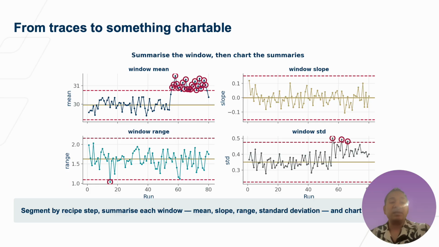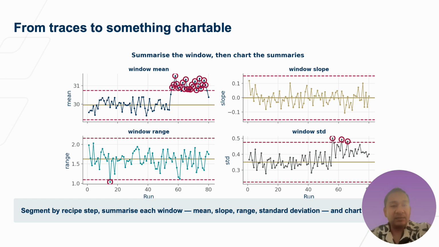Then chart the summaries. And now each summary is a chartable quantity with everything from lecture 2 available. Limits, run rules, and all of it. Look at the window mean and the window standard deviation. Both shift at run 55. This is a real change in the pressure behavior during the etch, and it is visible immediately on every wafer without waiting for metrology. Two things worth noting.